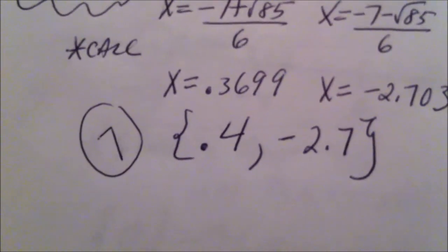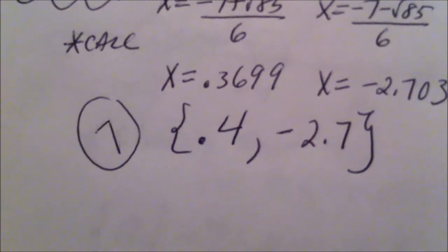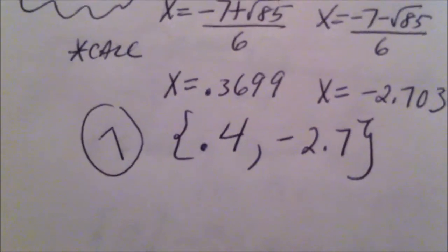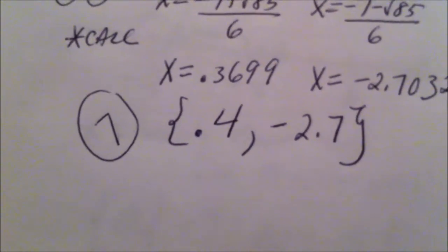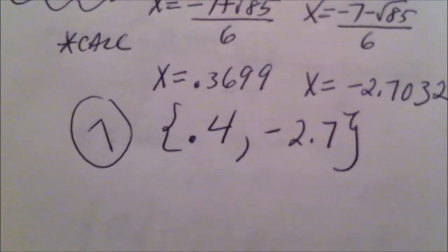Number 7 on topic 1 is another rational equation with fractions. This time it's set to the nearest tenth, and that was a hint the quadratic formula was going to come into play. So your two answers are 0.4 and -2.7.